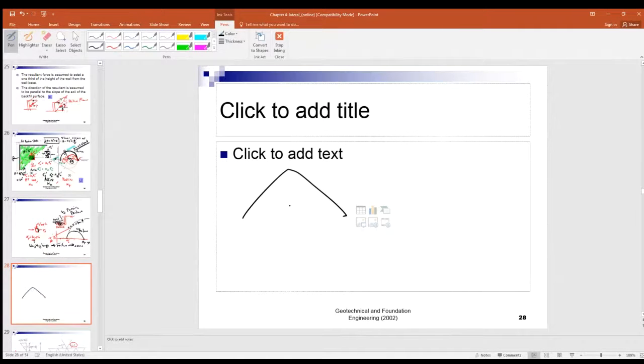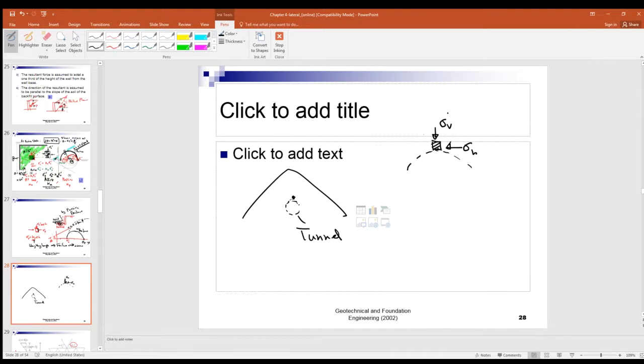Here's a mountain, Tai Mo Shan. That's a tunnel. Now, consider this point at the top of the crown of the tunnel. Before we excavate this tunnel, consider this soil element. Originally, that's the vertical stress, and that is the horizontal stress.